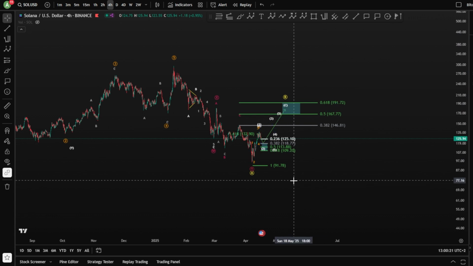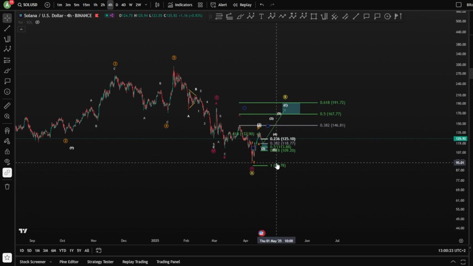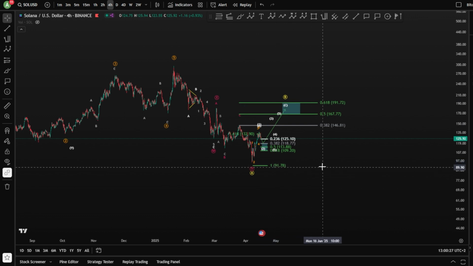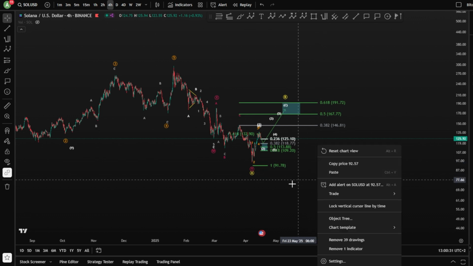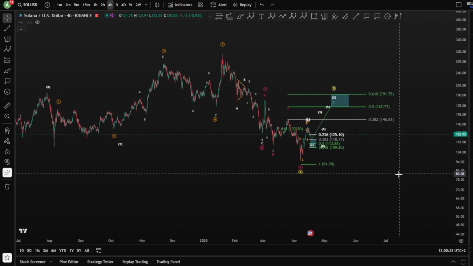So yeah, it is not an easy trade for the wave B, as I always mention on this channel. Be careful with wave B. They are very tricky and they can be very volatile sometimes.